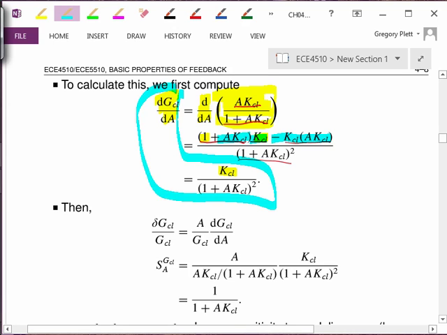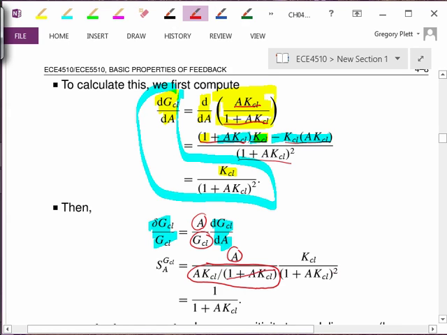And we substitute that in here. I want the sensitivity. We said that's the differential term, which we just calculated, times A divided by the actual closed loop gain. So there's my A divided by actual closed loop gain, which is A times K over 1 plus A times K. And that multiplies K over 1 plus AK squared.